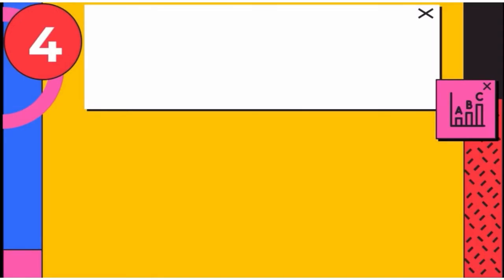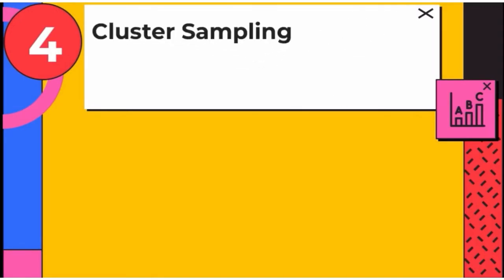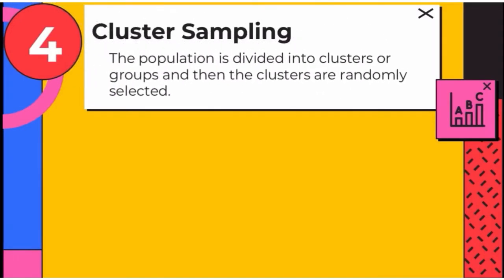The last one for this is the cluster sampling. The population is divided into clusters or groups, and then the clusters are randomly selected. All elements of the clusters randomly selected are considered the samples of the studies.